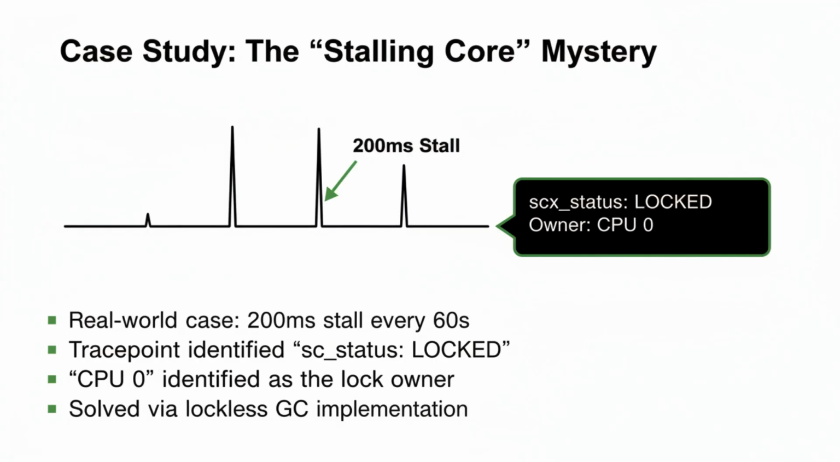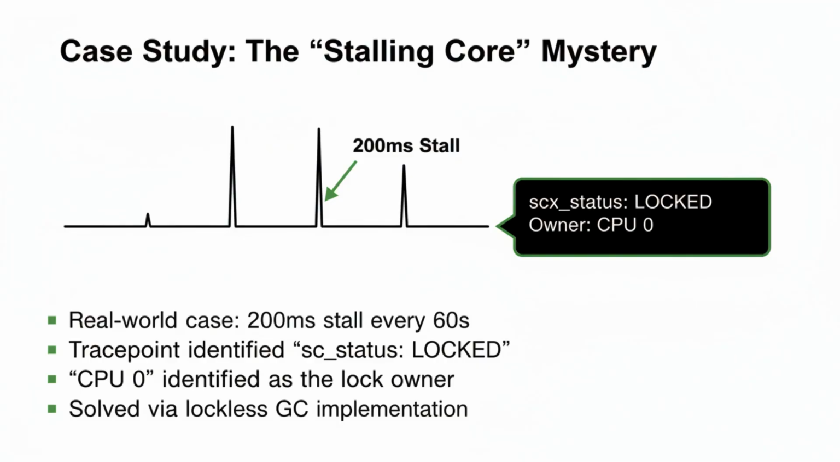A large cloud provider noticed that every 60 seconds, one CPU core would stall for 200 milliseconds, causing a ripple effect across their K8s cluster. Standard logs showed nothing. By enabling the SCED-X dump tracepoint with a 60-second trigger, they captured the state during the stall. The dump revealed that a periodic BPF garbage collection task was accidentally locking the entire scheduler state to clean up old session data. The evidence was undeniable.